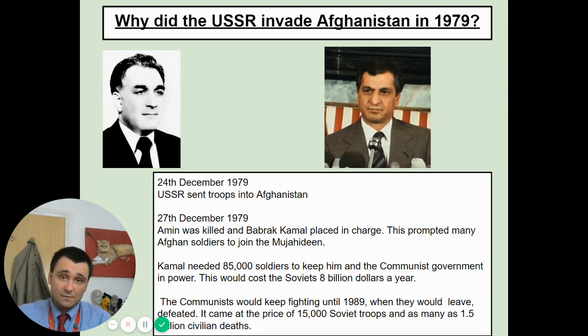This was expensive in terms of money, with $8 billion a year to keep fighting. And it's expensive in terms of human life as well. About 15,000 Soviet troops died by the time Russia pulled out in 1989, and as many as 1.5 million civilian deaths as well from the Afghans, although that number's never been confirmed.